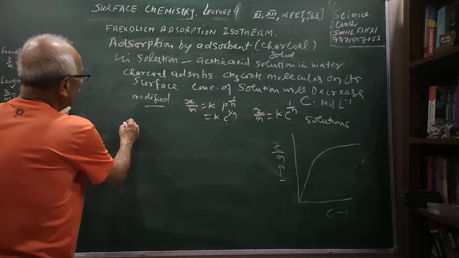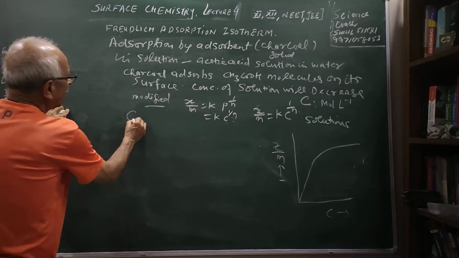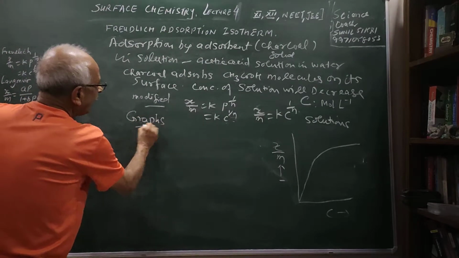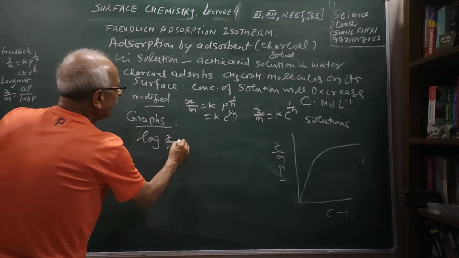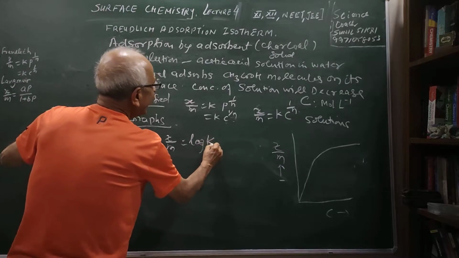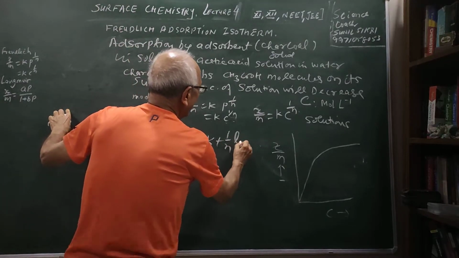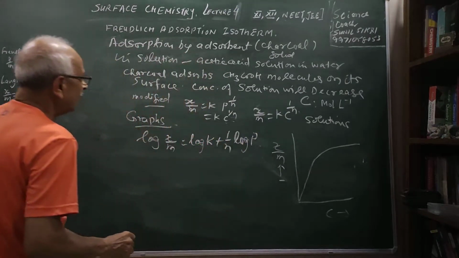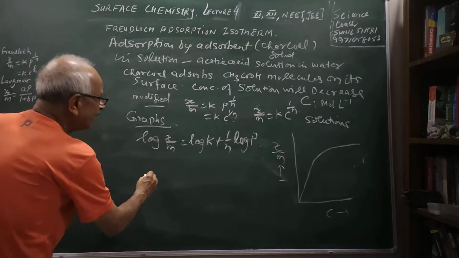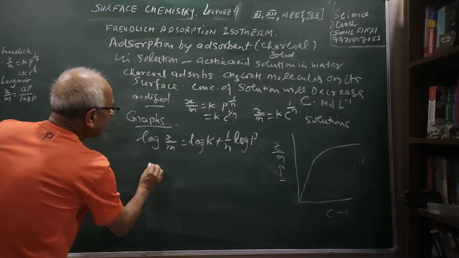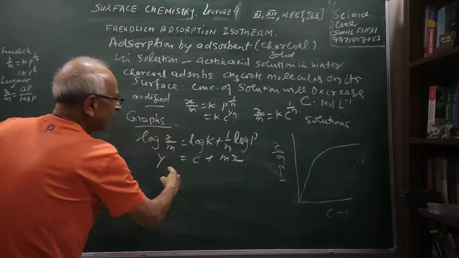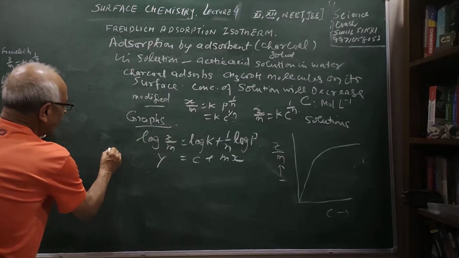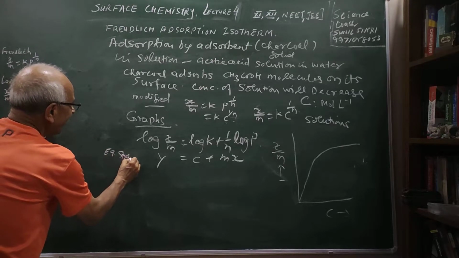And there is one more type of graph which we can make for both of them. If I take the logs, log of x by m is equal to log of k plus 1 by n log of P. So this is the log form of the equation. If I make a graph of this, it is the equation of a straight line, y is equal to c plus mx. We already know the equation of a straight line, students.